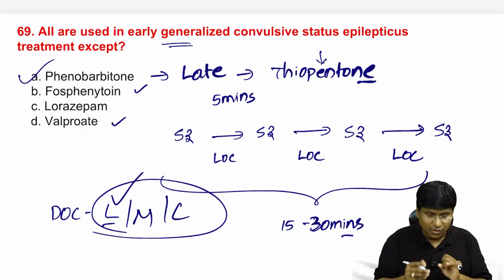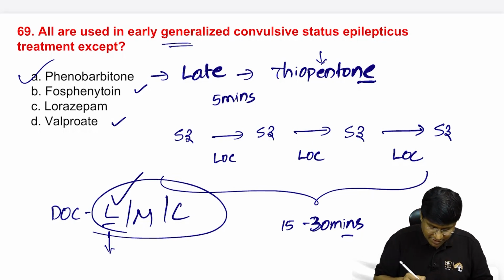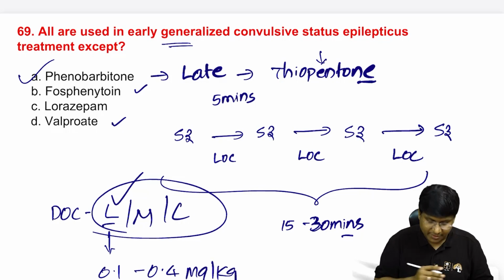As such, the drug of choice is lorazepam, and the dosage of lorazepam is 0.1 to 0.4 milligram per kg body weight. Right? Now, coming to the next question.